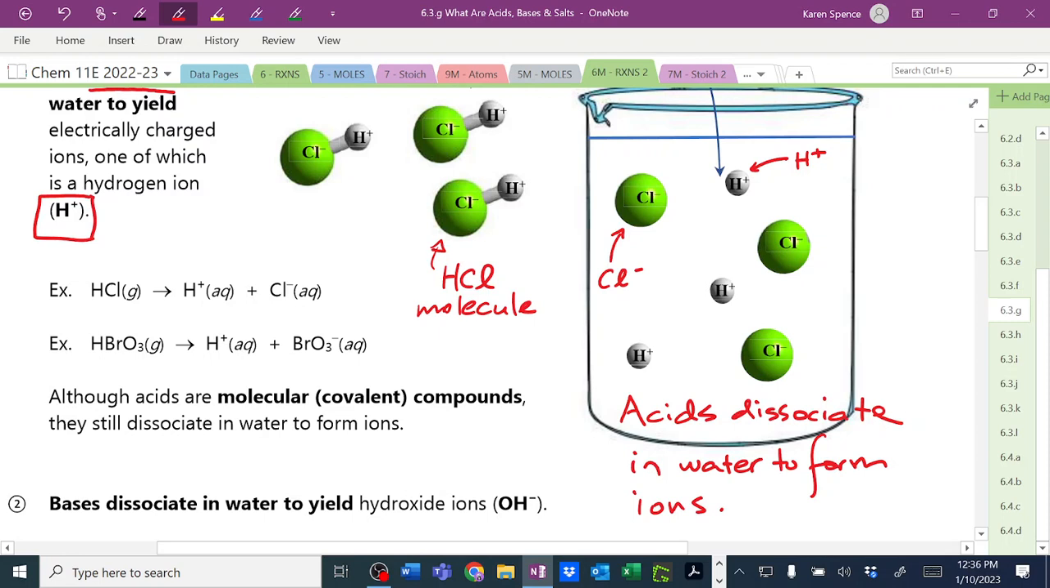And the most important ion of all in the acid is the H plus ion, okay? That's what makes it an acid, is that it has that H plus ion floating around on its own in the water.